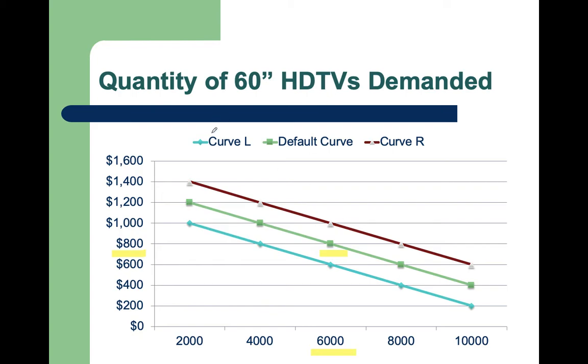Let's say that the economy is booming. Stock prices are up, unemployment is down, wages are growing. If people have more income to spend, they're going to demand more of almost every single product. So HD TVs being one of those.